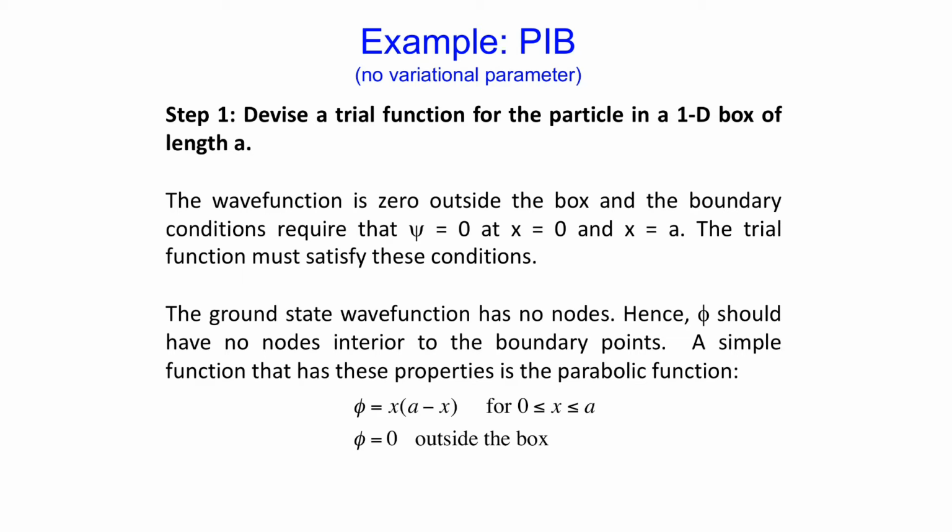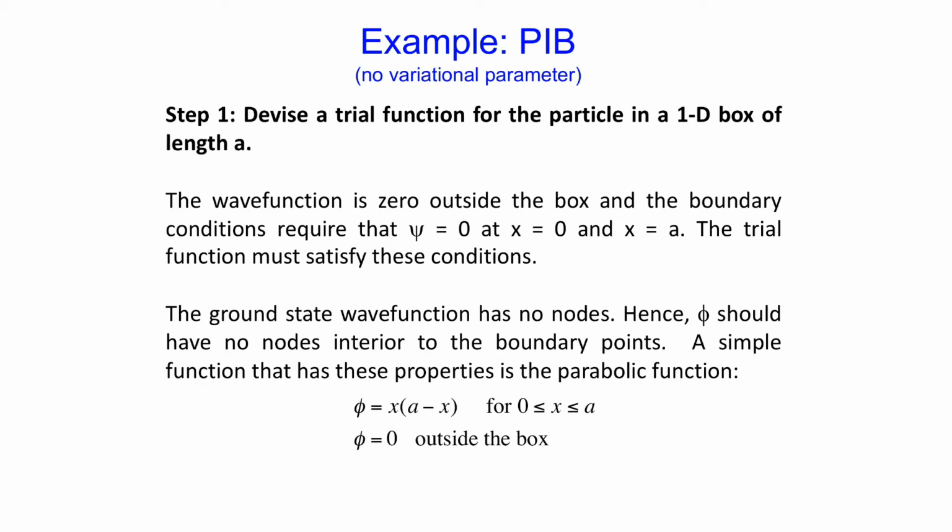And we also know that our ground state wave function has no nodes. So our trial functions should also have no nodes between our boundary points. You could probably think of any number of functions that would satisfy these requirements, but I'm going to go with a simple parabolic function.